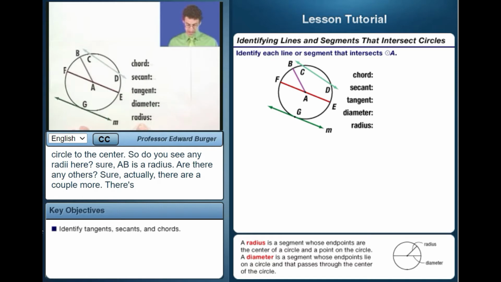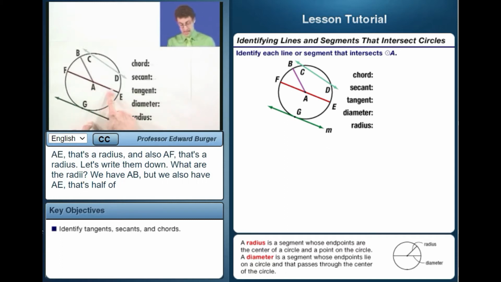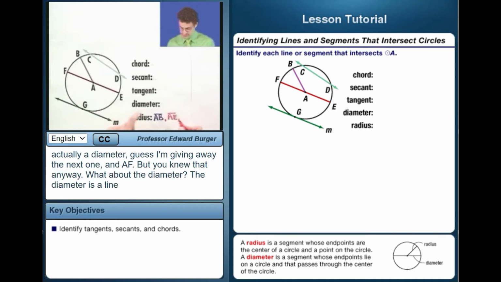So do you see any radii here? Well, sure. AB is a radius. Are there any others? Sure, actually, there are a couple more. There's AE, that's a radius, and also AF, that's a radius. So let's write them down. What are the radii? We have AB, but we also have AE, that's half of actually a diameter. I guess I'm giving away the next one. And AF. But you knew that anyway.